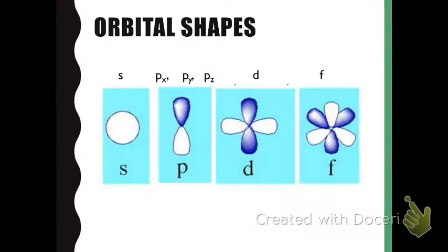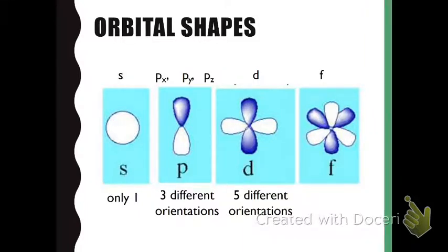One of the little things that I want you to note, though, is that in the last drawing, there was only one S, only one spherical orbit in a set atom. In the P's, we had 3, those X, Y, and Z. D's, there were 5 different orientations, and F's had 7. So that's how many different P orbitals, D orbitals, and F orbitals there are for a given atom on a specific level. And each of those orbitals can hold 2 electrons.